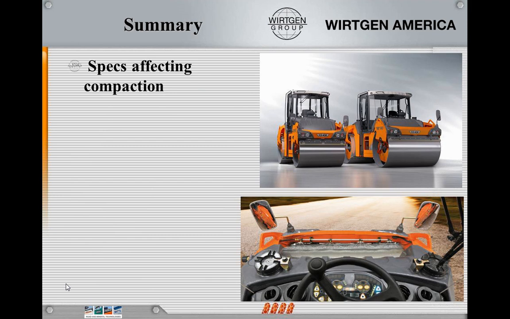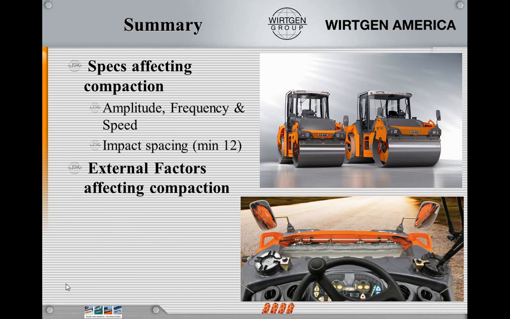So in summary, the specs affecting compaction we looked at, we talked about amplitude, frequency, and speed, and how speed and frequency are tied together for your impact spacing. Remember, 12 is the magical number that we're looking for. External factors that affect compaction, we talk about mix type. There's several different types out there. The temperatures, we talk about 3 different temperatures: the base, the mix, and the ambient temperature. One of those 3 we have somewhat control over. That would be the mix temperature.